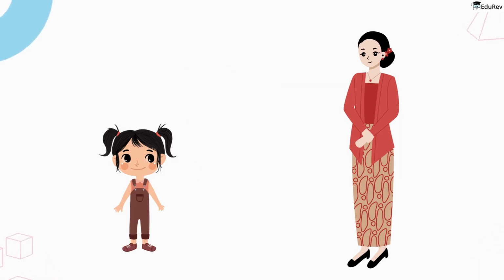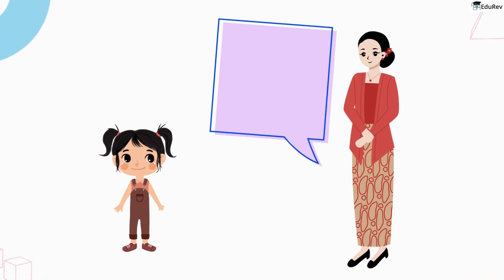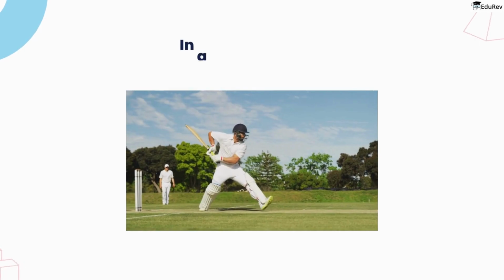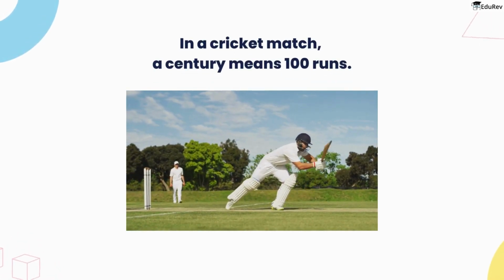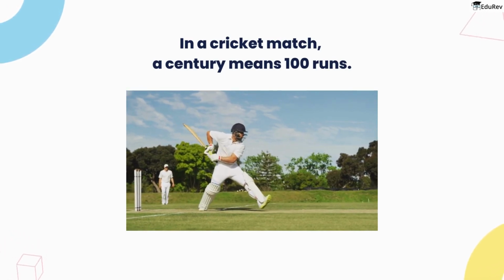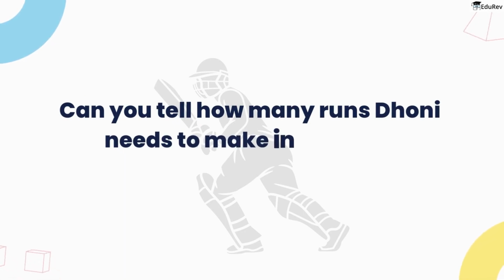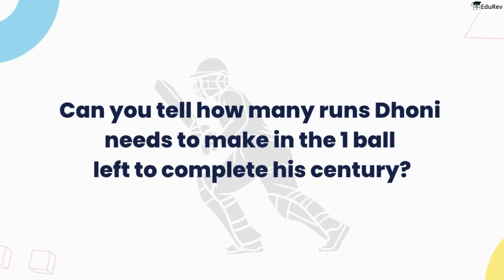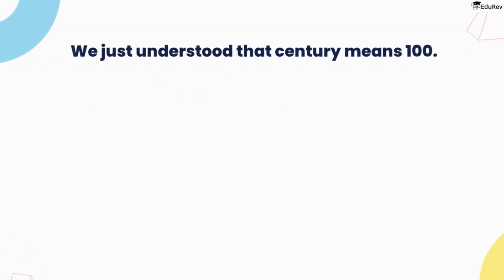Ria's mom explained, "Century means 100. It is just another word that is used to show exactly 100 things. So here in the cricket match, a century means 100 runs." So students, now can you tell how many runs Dhoni needs to make in the one ball left to complete his century? Let's see. We just understood that century means 100.